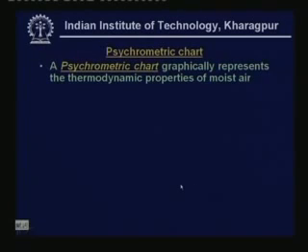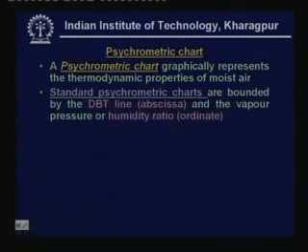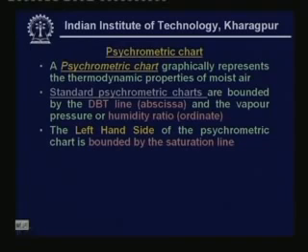Next, let us look at the psychrometric chart. What is a psychrometric chart? So far we have seen the psychrometric equations. A psychrometric chart graphically represents the thermodynamic properties of moist air. Standard psychrometric charts are bounded by the dry bulb temperature line on the abscissa and the vapor pressure or humidity ratio as an ordinate. And the left hand side of the chart is bounded by the saturation line.